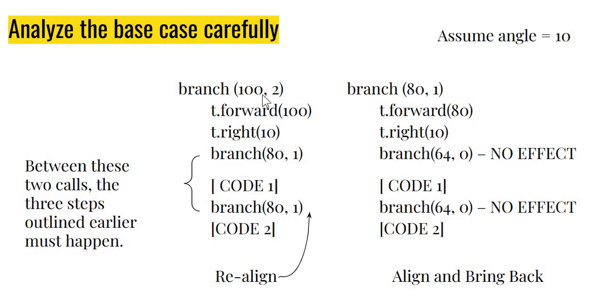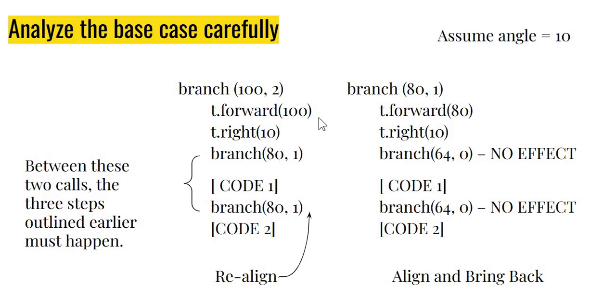Let's say I have branch(100, 2). Now, obviously, I'll move my turtle forward, whichever direction it's in. And I'll turn, let's say, right by 10 degrees, assuming the angle is 10. And the way the function is written, I'm going to call branch(80, 1). Remember, 0.8 times 100, that's 80. And level minus 1, so that's 1. Yeah. So I call in this branch(80, 1).